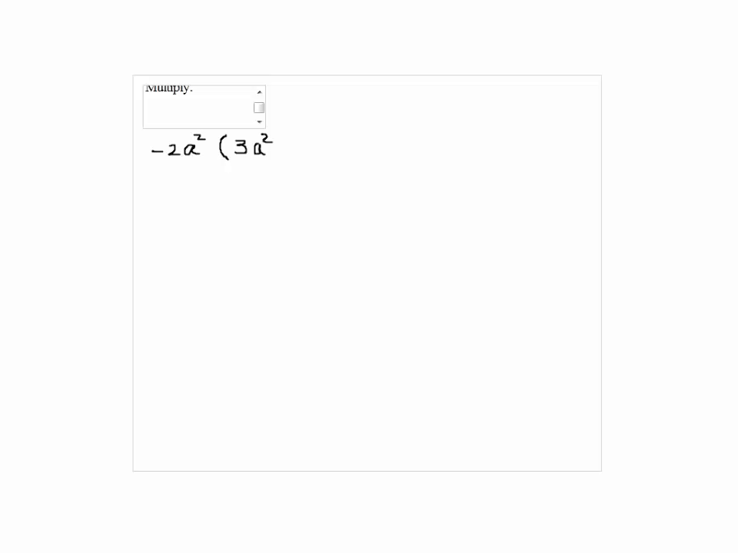Multiply minus 2 a to the power of 2 times 3 a to the power of 2 minus 2a plus 3. We recall a to the power of n times a to the power of m is equal to a to the power of n plus m.